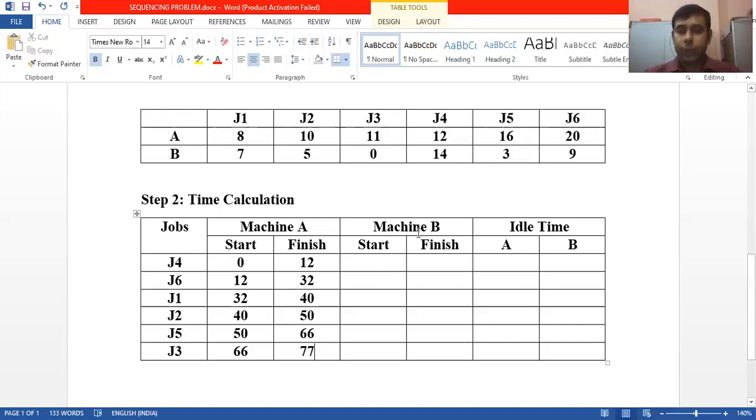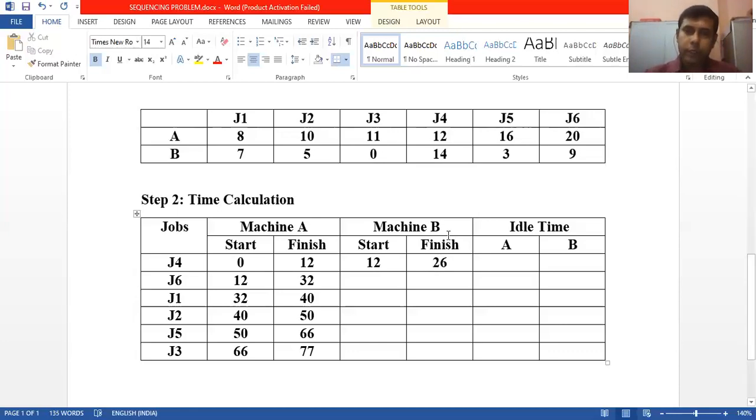Let us come to machine B. Now we need to understand that one job first enters machine A, then only it can go to machine B. So job 4 first finishes its work with machine A, then only it can enter machine B. So it is finishing with machine A at 12 hours. That is why it is starting with machine B at 12 hours. Now see, job 4 in machine B is taking 14 hours. So that means it will finish at 26 hours.